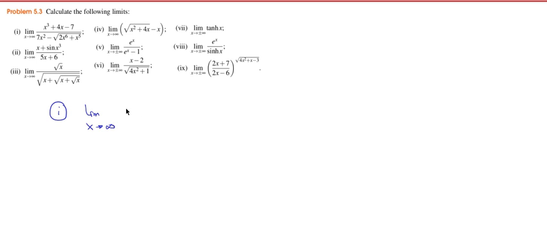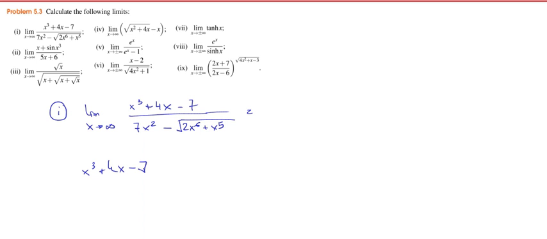So I have the limit when x goes to infinity of x cubed plus 4x minus 7, divided by 7x squared minus the square root of 2x cubed plus x5, right? Now here's where we need to use our asymptotic equivalences. The numerator is asymptotically equivalent to x cubed when x goes to infinity, right?